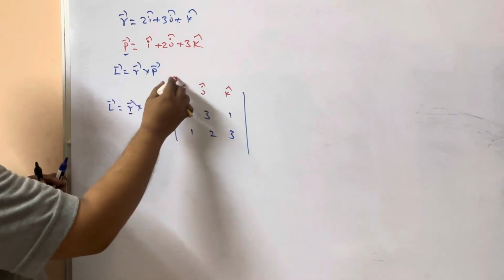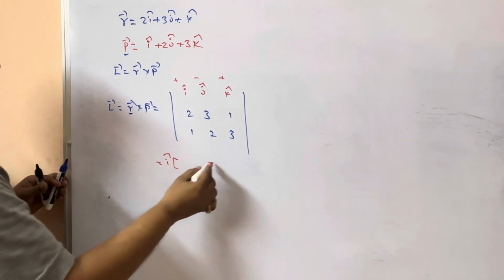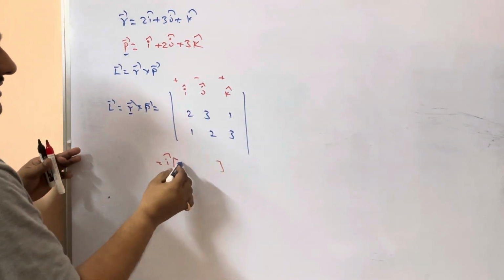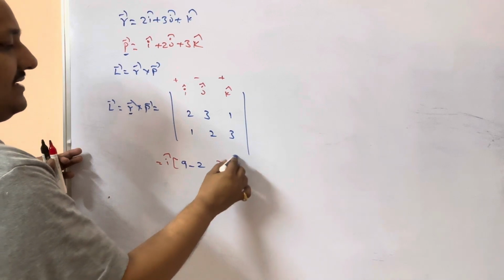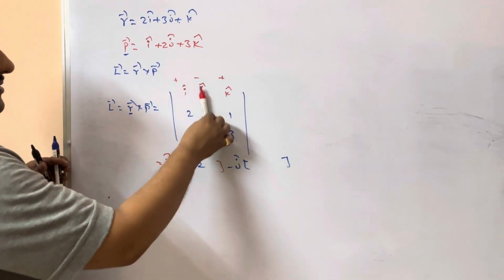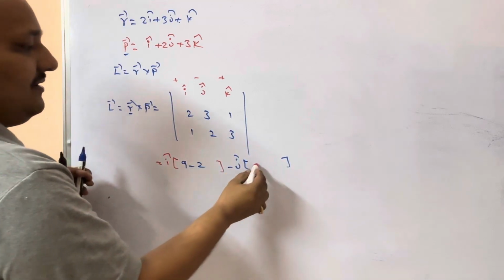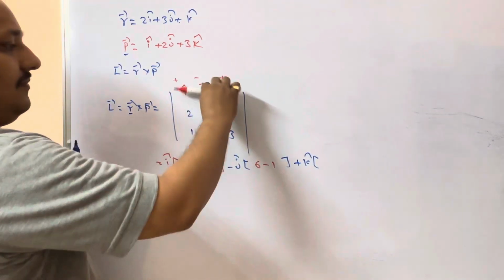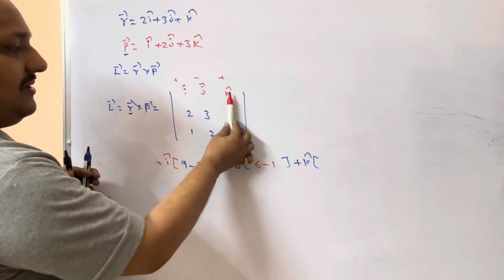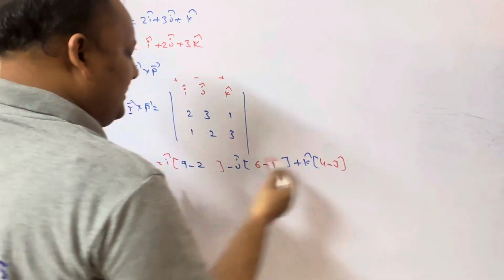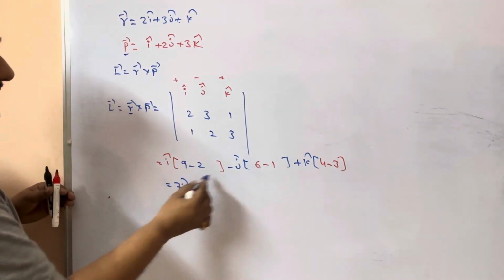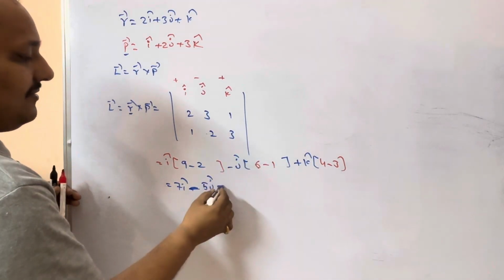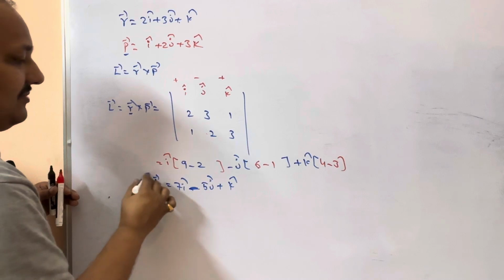Whenever we are doing this, the signs are plus, minus, plus. So i cap: this row, this column can be closed. 3 into 3, 9, minus 2. Minus j cap: this row, this column can be closed. 2 into 3, 6, minus 1. Plus k cap: 2 into 2, 4, minus 3. So 9 minus 2, 7 i cap, minus 6 minus 1, 5 j cap, plus k cap. This is going to be L bar.